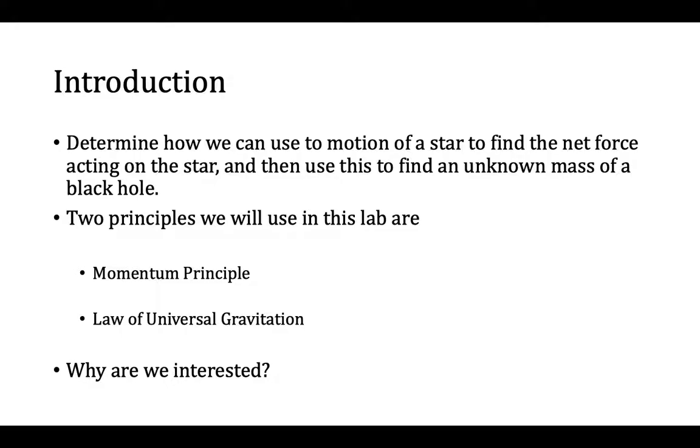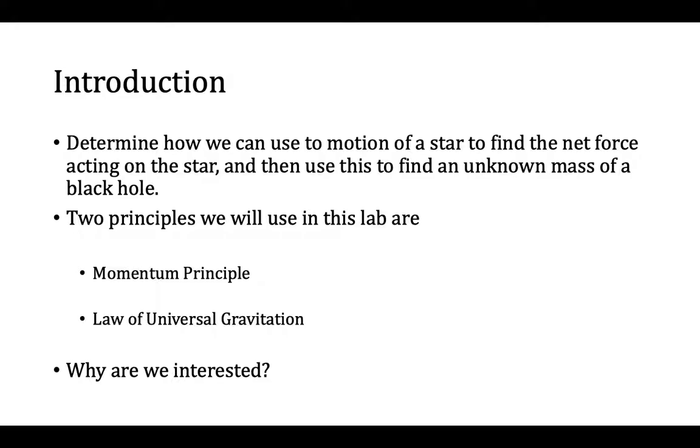To introduce the lab, we'll be trying to determine the unknown mass of a black hole by looking at the motion of a star as it orbits the black hole. We will be using two fundamental principles throughout this lab, the momentum principle and the law of universal gravitation. We will see evidence of both these principles as we look at the Python code used to create a computational model of the star orbiting the black hole.